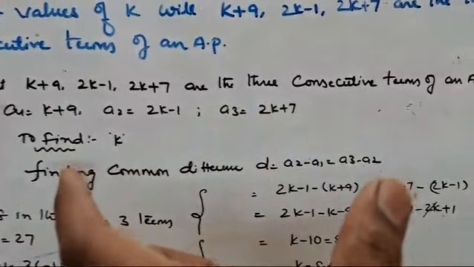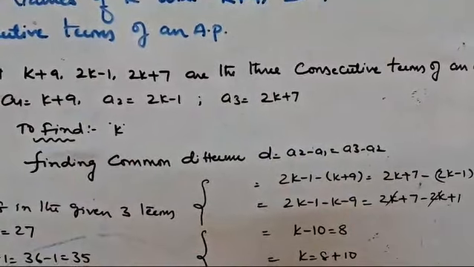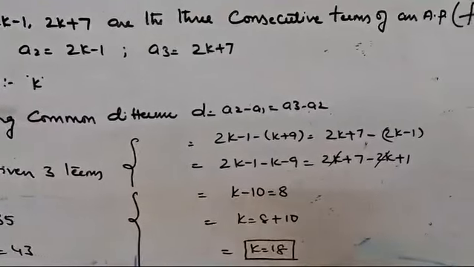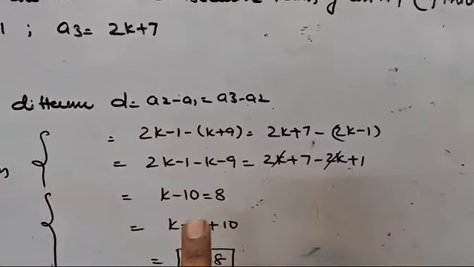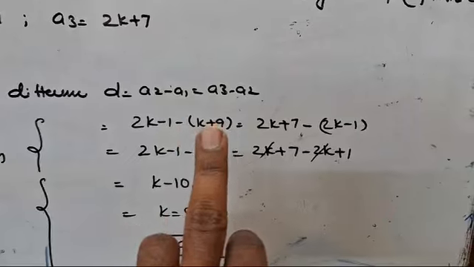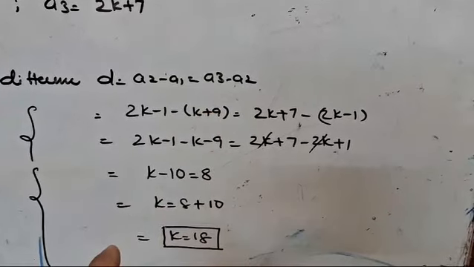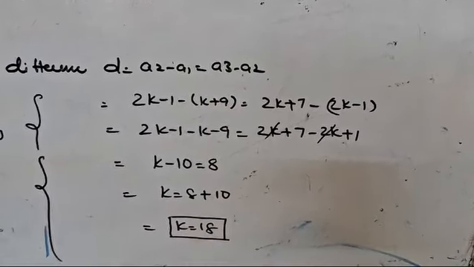How many terms they gave? Those many terms, common difference we need to find. Okay, substitute all the values in this and simplify. a2 minus a1 equal to a3 minus a2. Substitute all the values and we get k equal to 18, guys.